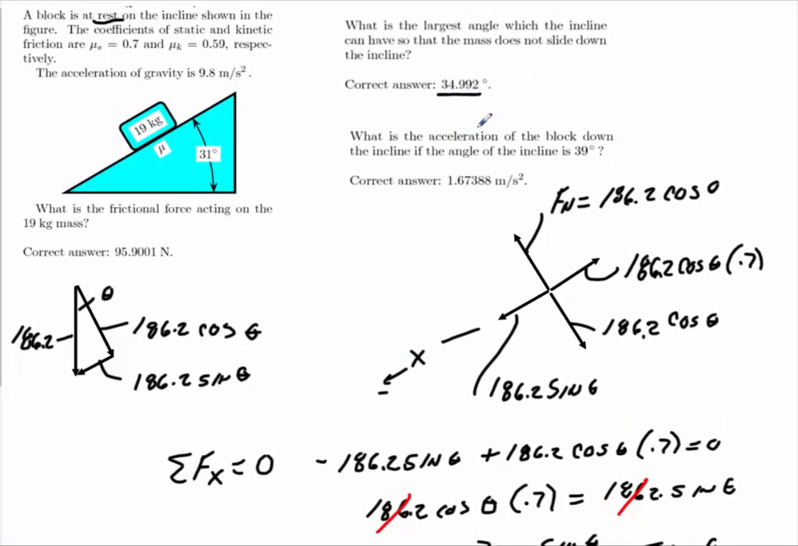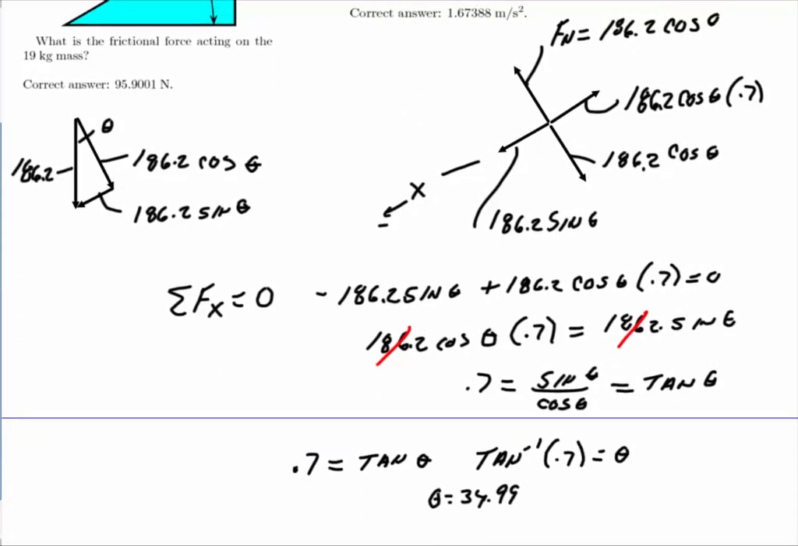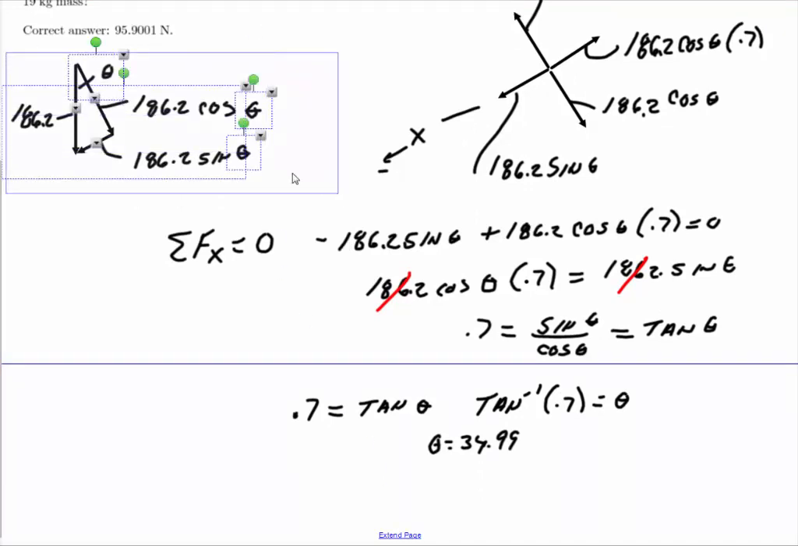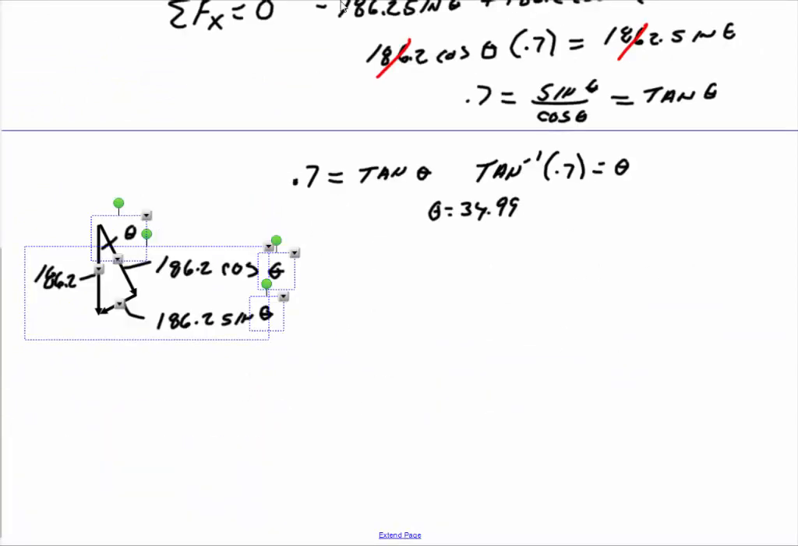Okay, now it says what's the acceleration of the block down the incline if the angle of the incline is 39 degrees. Alright, so go back and work it one more time. Let's just steal some of this so I won't have to do this all over again. Come down to here. Now it wants to know 39 degrees. Now we know at 34.9 it's going to start sliding, anything greater than that. So we know it's going to slide, so we're going to be dealing with kinetic friction here.